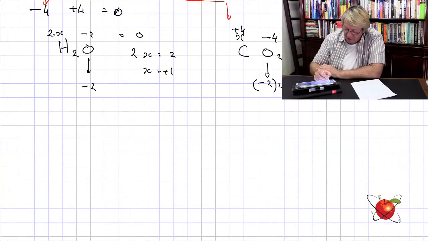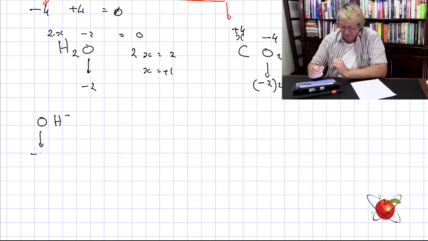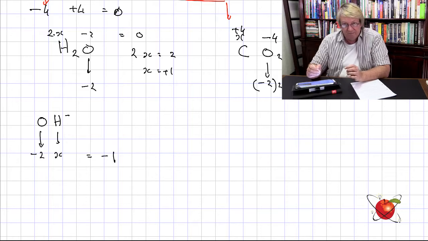okay, what about an ion? What about OH minus? All right, oxygen is the most electronegative, isn't it? So we start with oxygen. So right, what are you? You are a -2. Therefore, now we've got to look and we say, okay, -2, and then the hydrogen, let's call it X. But now we've got a charge on the outside. So that must be equal to -1, isn't it?